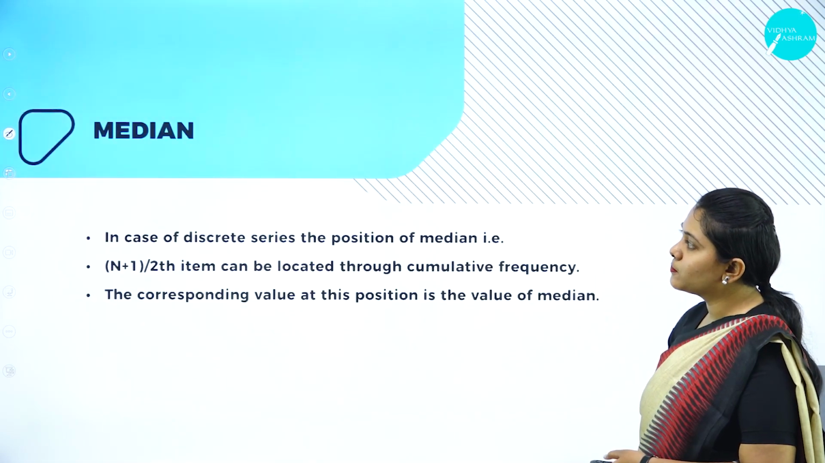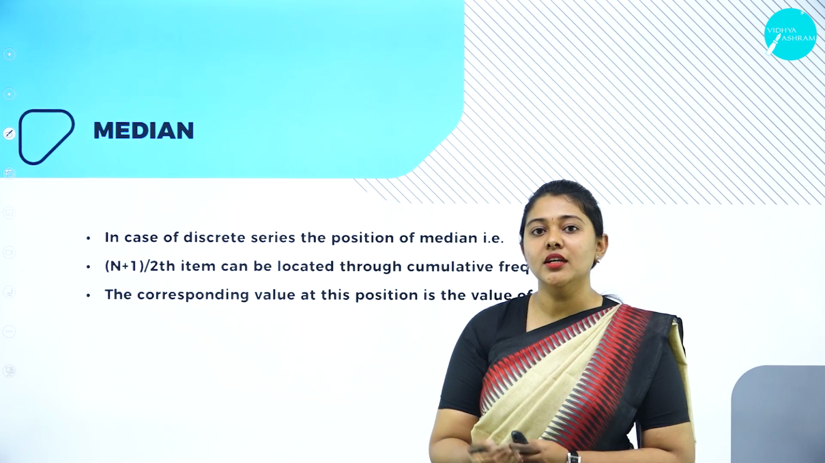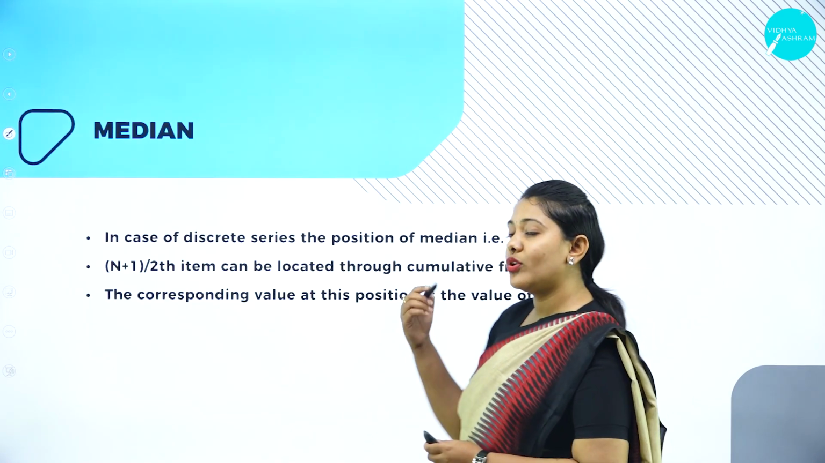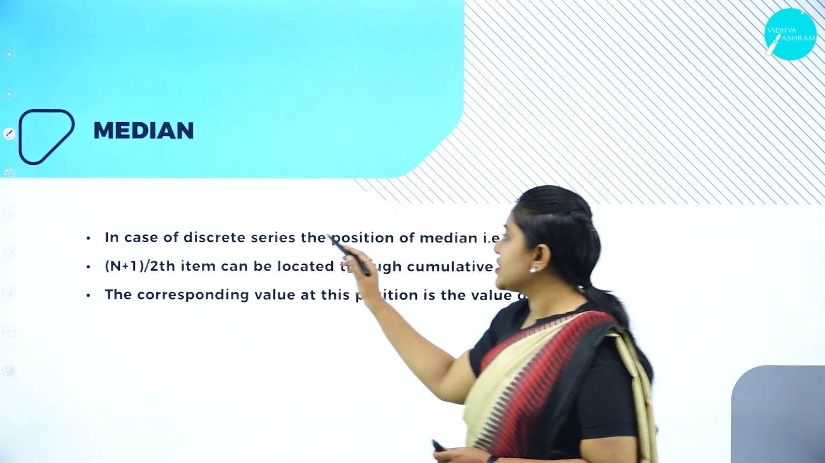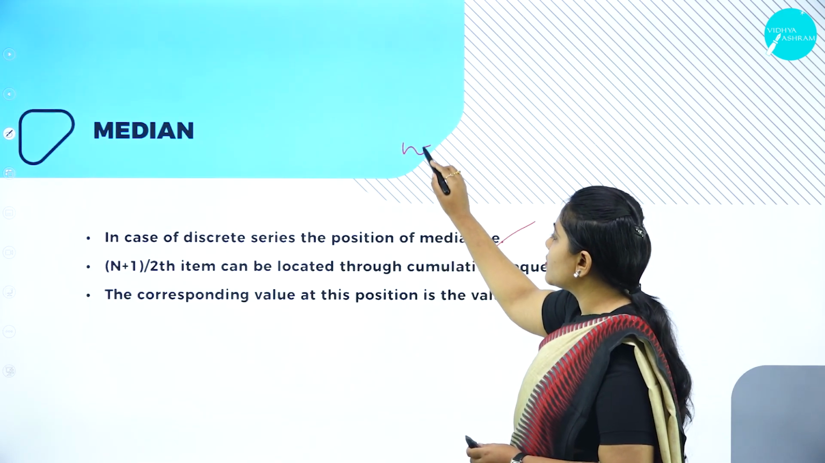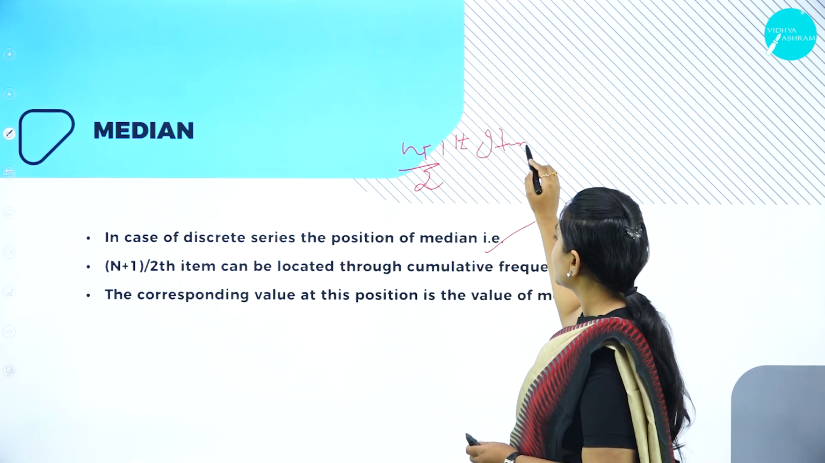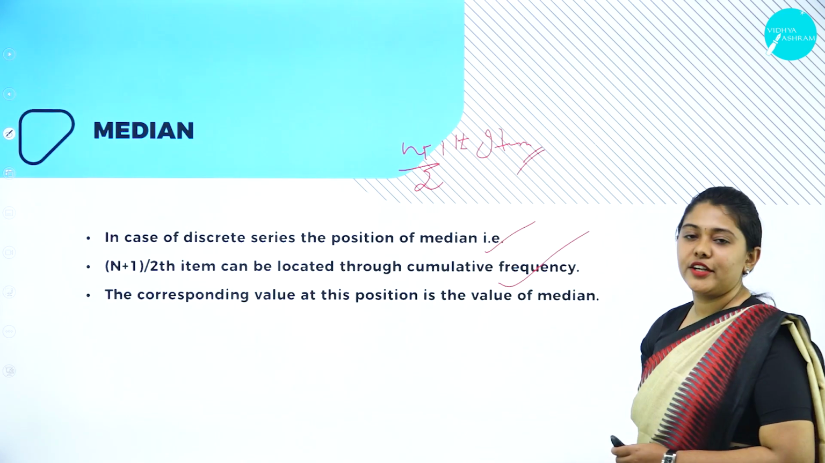Moving forward, we have discrete series. How can we calculate the median for discrete series? So let us look at that. In case of discrete series, the position of the median is (n plus 1) divided by 2 item, by using cumulative frequency.